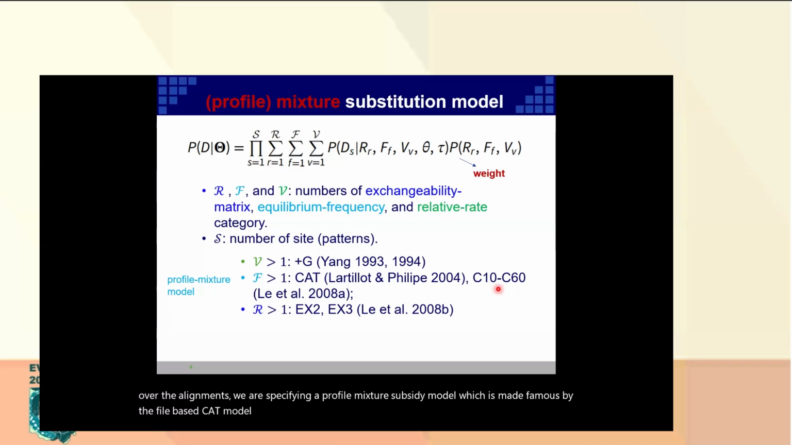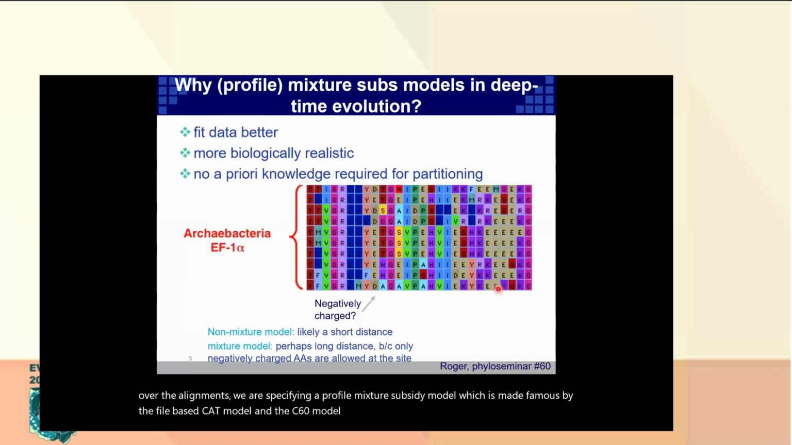And so why is this important, especially for deep time evolution? It's because first, it fits empirical data better than the non-mixture homogeneous counterparts, and second, it generally speaking makes more biological sense, and last, there's no need to know in advance how to partition the alignment, how to divide your alignment in different subregions.